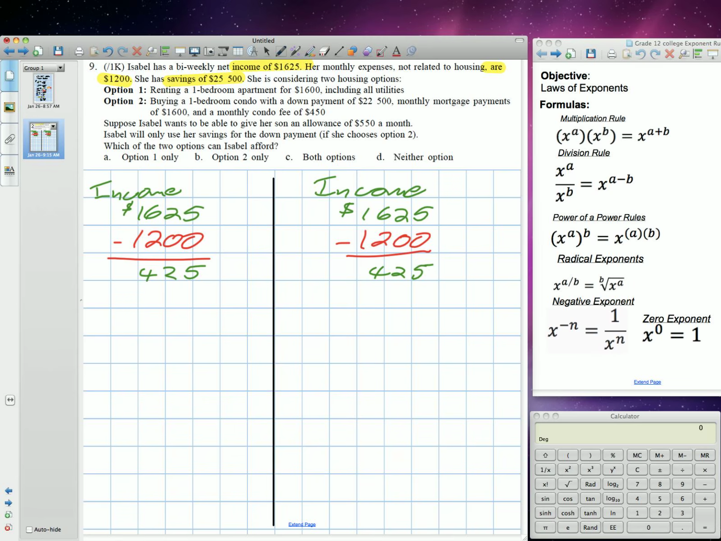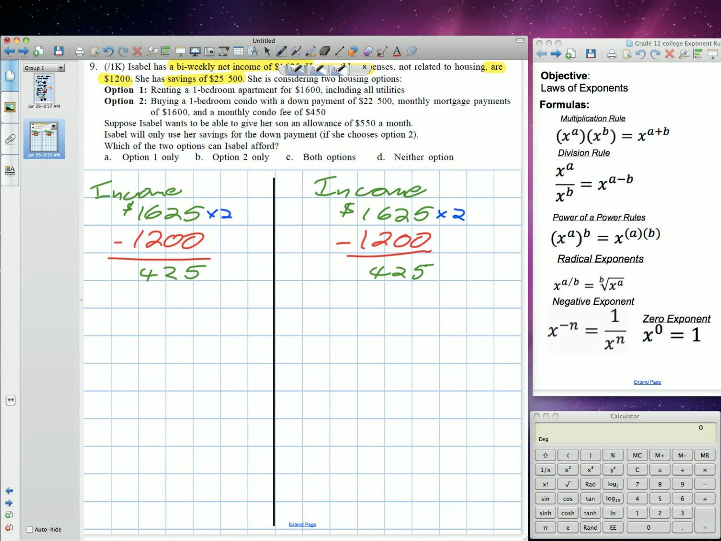It said here that she had a bi-weekly income of $1,625 and that her monthly expenses were $1,200. So, bi-weekly, how many times does she get paid $1,625 a month? If it's bi-weekly, weekly would be 4, 2. Okay? So her income is actually twice this amount. So what we're going to do is we're just going to move over that expense again, so we can figure out her actual total income at the end of the month.